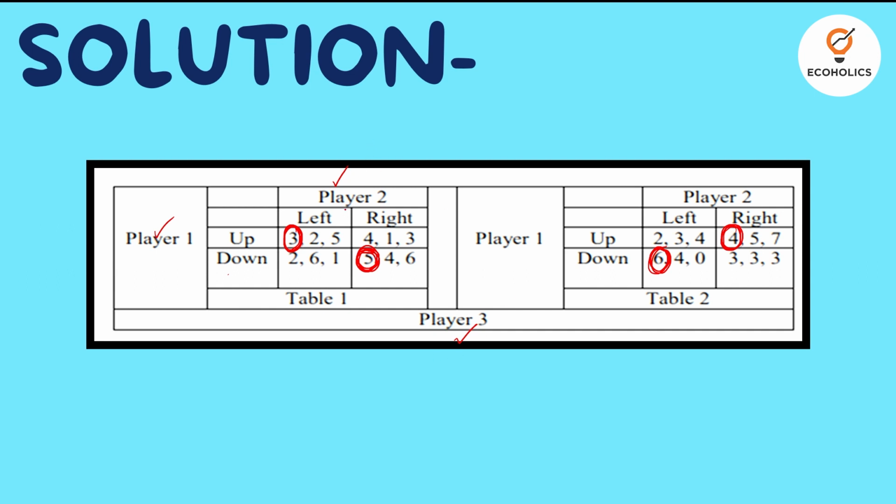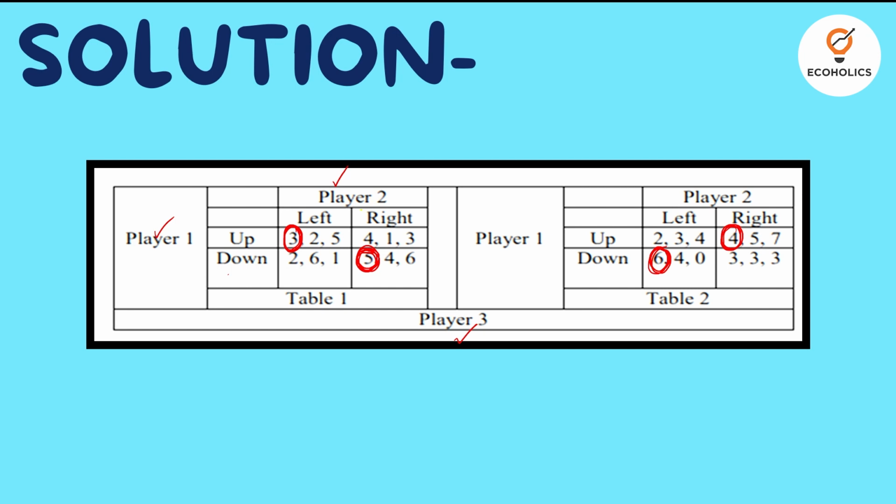Similarly, you have to look for player 2 and player 3. If a particular payoff is optimal for all 3 players, then that would give us the Nash equilibrium. So let's see if there is any. And we are going to change the color so that it's less confusing.